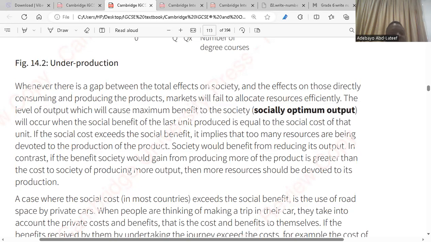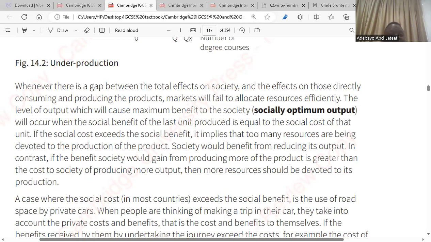Do you understand? So the level of output which will cause maximum benefit to the society is our social optimum level of output. That is when consumption is what is demanded for. Here, we are able to give welfare of the customers; the welfare of the people is put into consideration. There's allocative efficiency. We demanded for 100, we got 100. That is social optimum output. Do you get it? Yes.